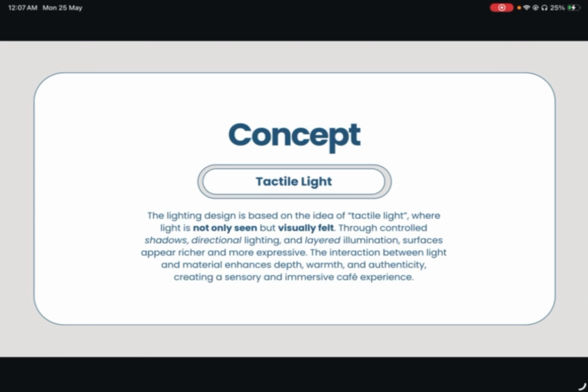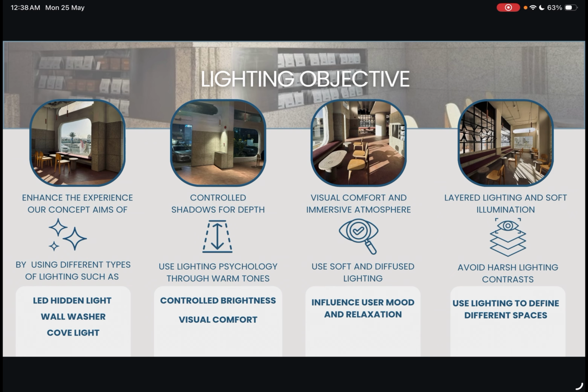And moving to the third point, which is visual comfort and immersive atmosphere, it can be achieved by using soft and diffuse lighting, and it influences user mood and relaxation. And the last point is layered lighting and soft illumination, and we can achieve it by avoiding harsh lighting contrasts, using lighting to define different spaces.